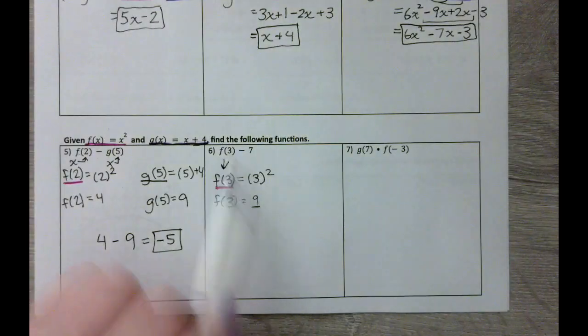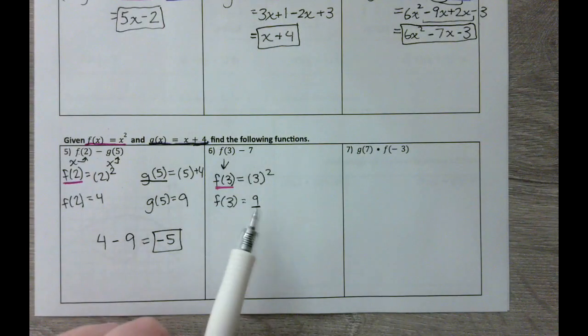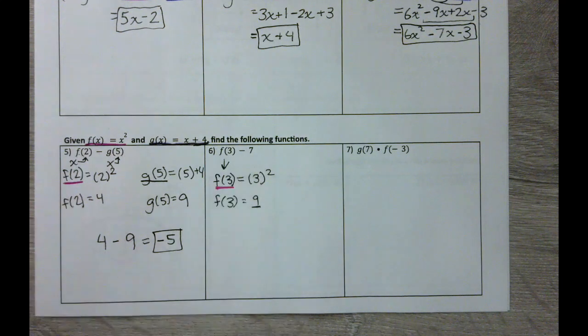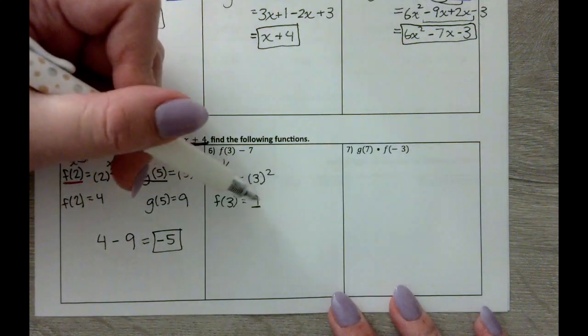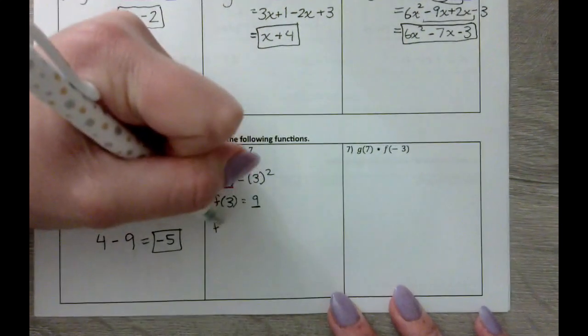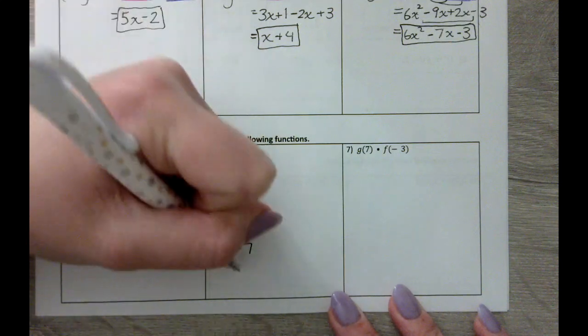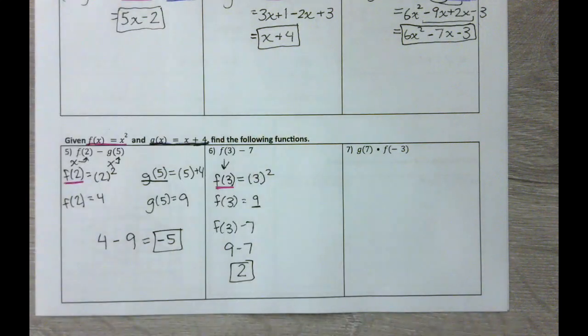Now make sure you pay attention. A lot of us would be tempted to stop here. We're not done. The question is f of 3 minus 7. So now we know f of 3 is 9. So f of 3 minus 7 is just 9 minus 7, which is 2. Now I'm done.